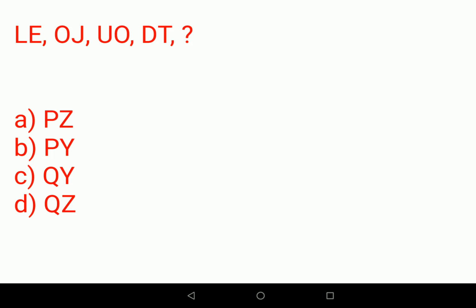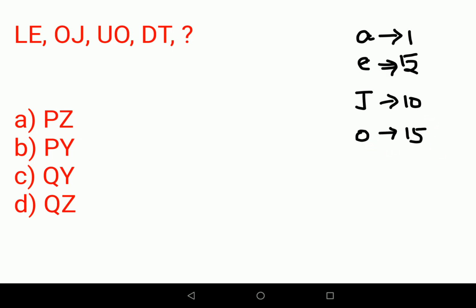Okay. So now, like always, the ground rule. Let's discuss the ground rules first. The ground rule is you always have to remember A stands for what? 1. Okay, E will stand for what? 2. Sorry, E will stand for 5. Okay, then J stands for what? 10. O stands for 15. Y stands for 25. And Z stands for 26. Okay, sorry, I forgot. T also stands for 20.